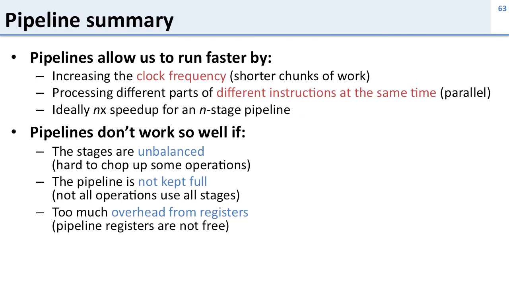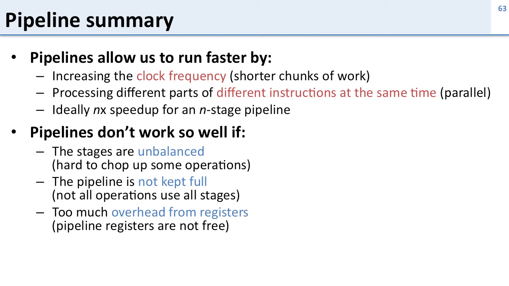But we saw there are some issues with pipelines. They don't work so well if the stages are unbalanced. And sometimes it's hard to chop operations up into the right size. We saw how we had to make the register file access in the processor take longer than it needed in order to balance the pipeline registers.